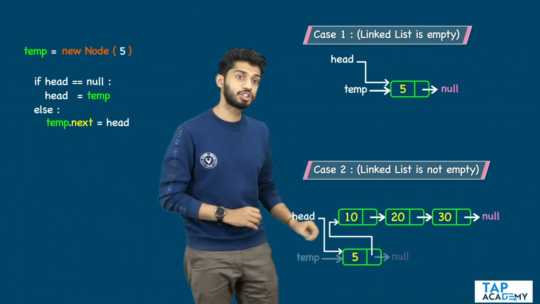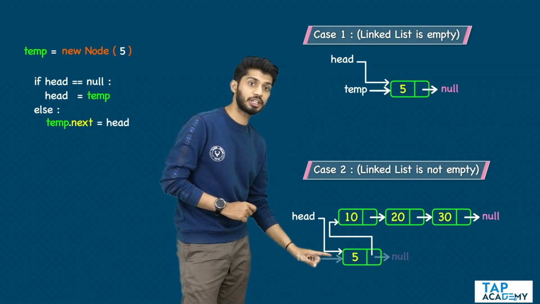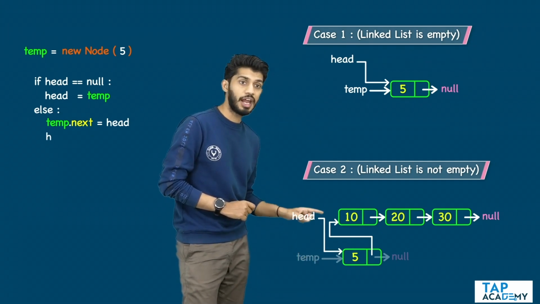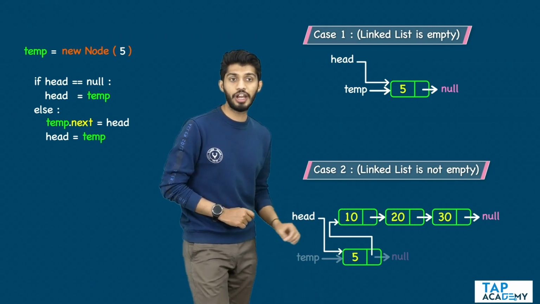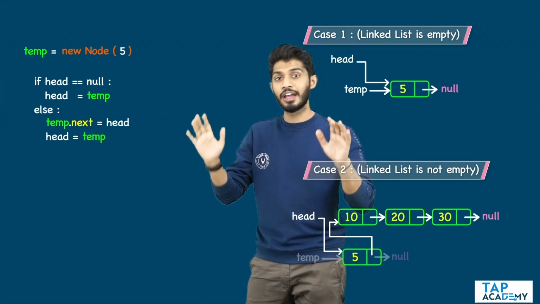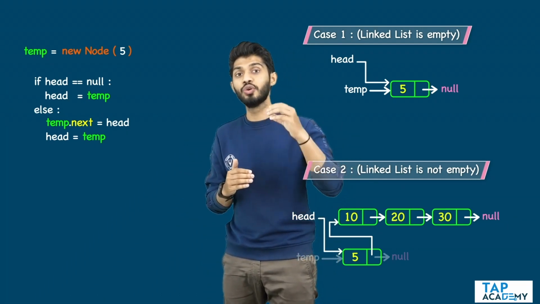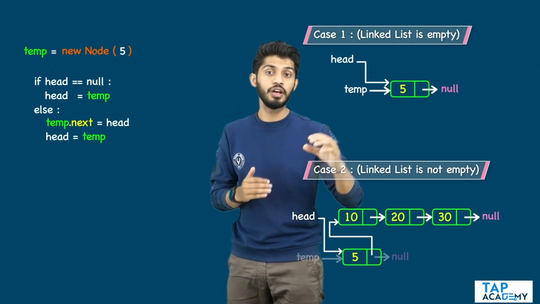And after that, head should not point to the second node, rather it should point to the first node. So the first node is nothing but the temp node. So what I will say is head is equal to temp. So if I do this particular code, then it is completely clear that I have written the code for adding an element or adding a new node at the beginning of the linked list.